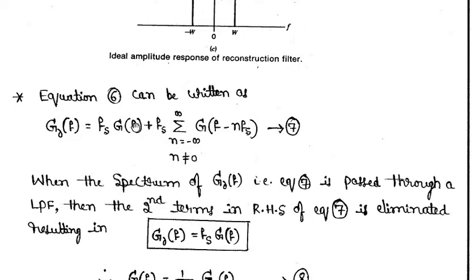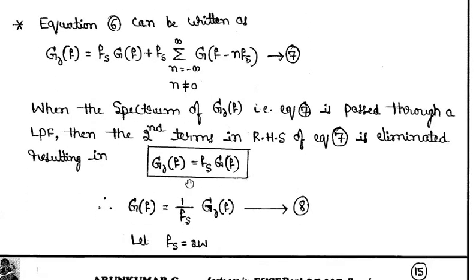If you get g of f, from this g of f you can obtain g of t by taking the inverse Fourier transform. So taking n equals 0, we get this expression plus the sum from minus infinity to plus infinity of g of f minus nfs. This term indicates all the high frequency components which can be eliminated through the low pass filter. Once I pass this through the low pass filter, I'll be left with g delta of f equals fs g of f. See here, this expression, which is the high frequency term, has been completely eliminated through the low pass filter.